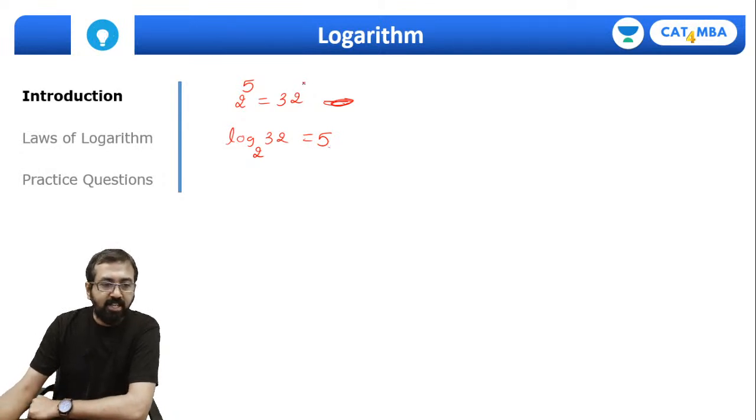Once again, if I say 2 raised to 5 is 32, that means in the log form, this is how we represent it: log of 32 with base 2 is 5. So please understand, in 2 raised to 5, the base is 2 and the power is 5.